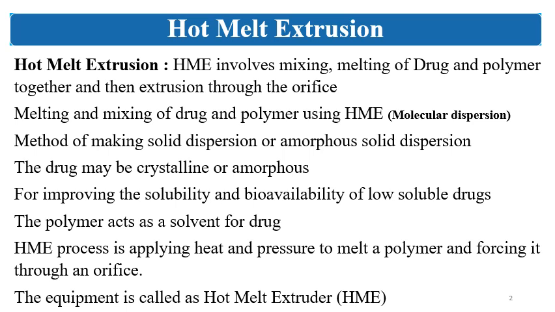The HME process applies heat, pressure, and mixing to melt the polymer and force it through the orifice. This technique utilizes equipment called a hot melt extruder. So the hot melt extruder involves the use of heat, mixing, and pressure to mix and melt the polymer and API together. That instrument or equipment is called the HME.